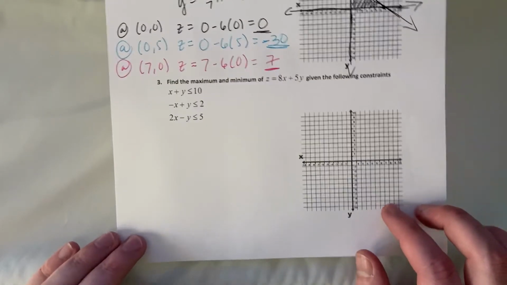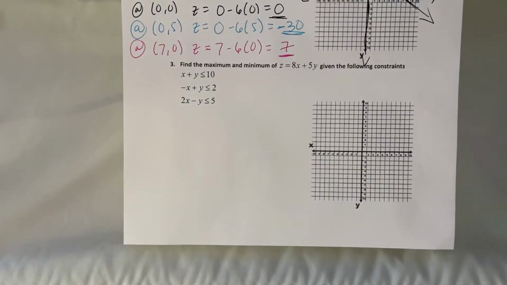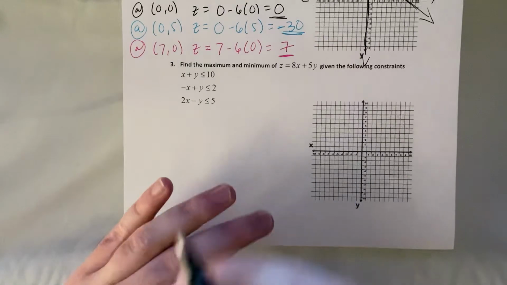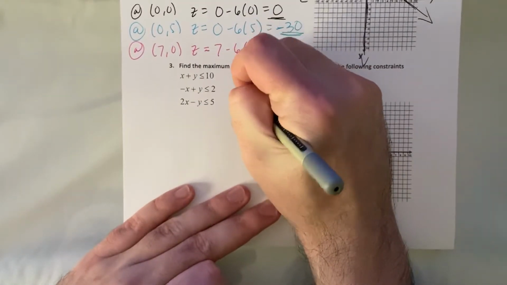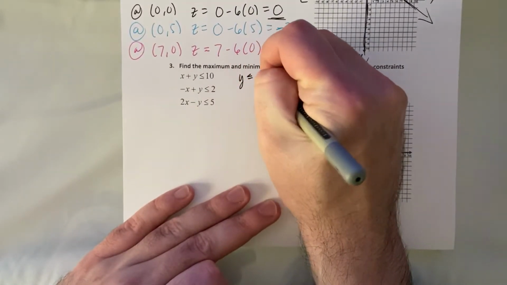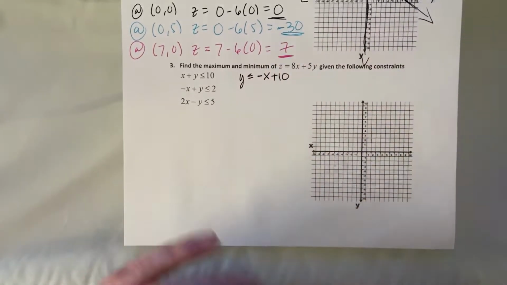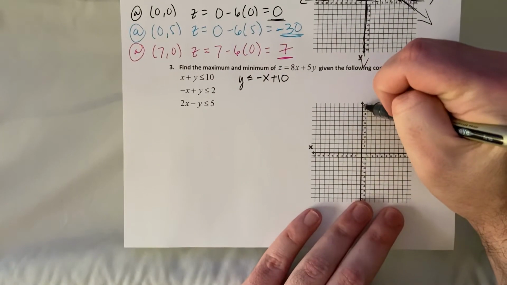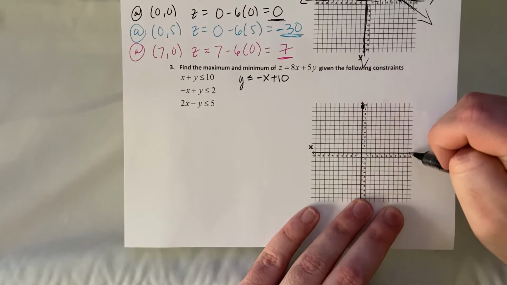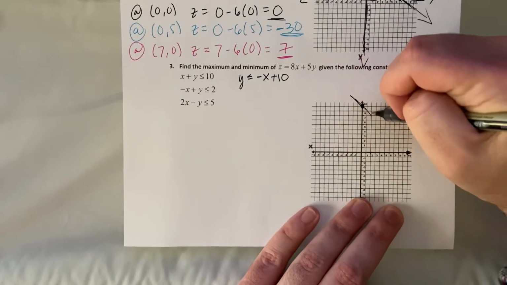Find the maximum and minimum, so for max and min, of z equals x plus 5y, given the following constraints. We have x plus y is less than or equal to 10. So I'm going to write this over here as y is less than or equal to negative x plus 10, so that I can graph it. Start at 10. Slope of negative 1 will go like this.